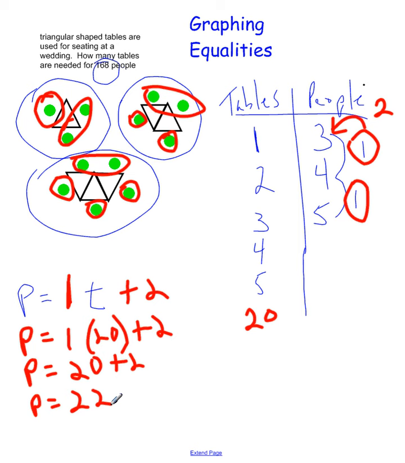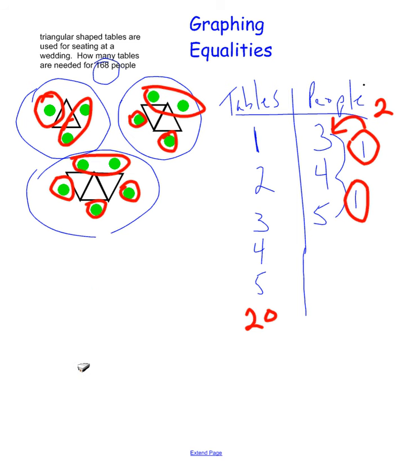Now, let's go back to the question, figure out how many tables are needed for 168 people. Let's just make some room here and use our equation again. I'll write it in black this time. So we have our equation. The number of people is equal to 1 for every table plus 2.